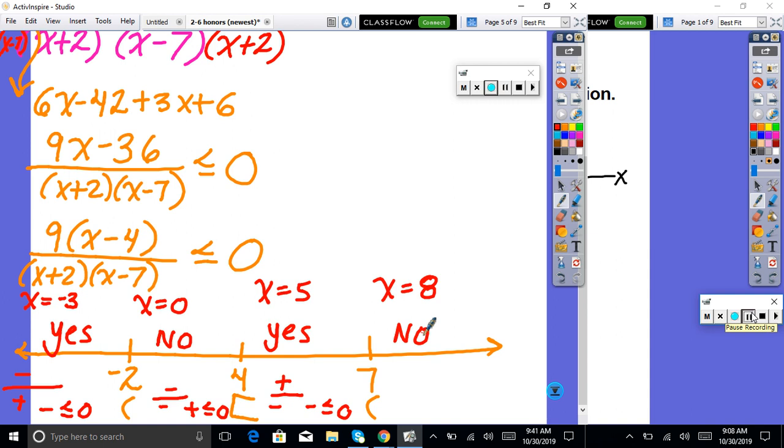Yeses are where your answers are. So from negative infinity up to -2, bracket or parenthesis, union, the other yes was from 4 to 7. 4 gets a bracket, 7 gets a parenthesis. Not too shabby, yes? Right.